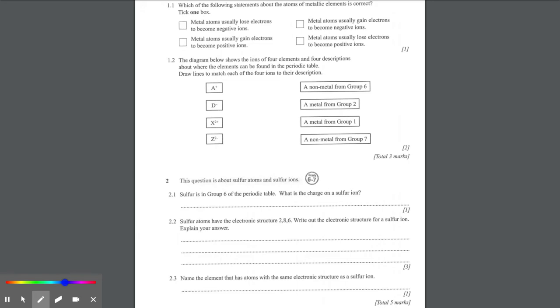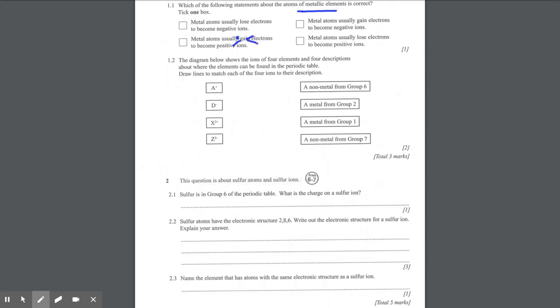Okay, so we're going to look at some formation of ions questions. So question number 1, which of the following statements about the atoms of metallic elements is correct? So see, we're looking at metals, so they're on the left-hand side of the periodic table, and they're going to want to lose their electrons because they're typically only going to have one or two outer electrons. So we can immediately try to get rid of anything which is going to have gaining of electrons.